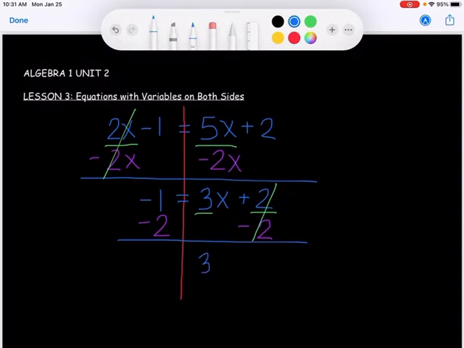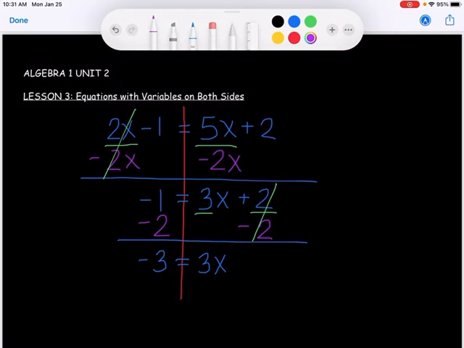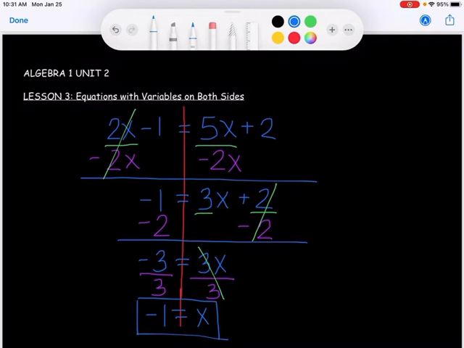I can bring down my 3x that's left over equals negative 1 minus 2 is negative 3. And now last, I need to get rid of that 3 that's with the x. It's 3 times x, so I do the opposite, which is to divide by the 3. But what you do to one side, make sure you do to the other. So we end up with negative 3 divided by 3 is negative 1 equals, and there's just an x left over here. And then you're done. Go back, plug negative 1 in for x in the original equation, and check that.